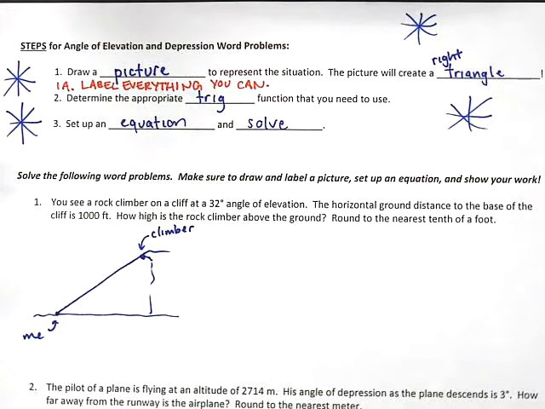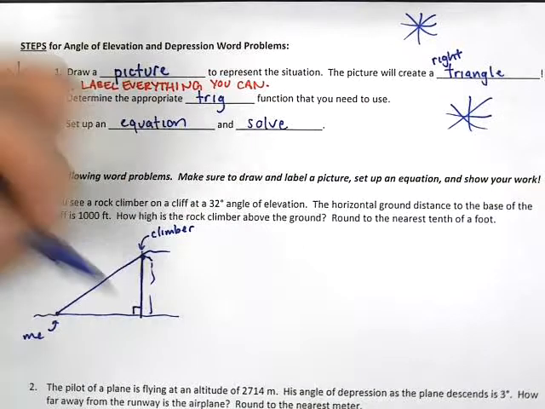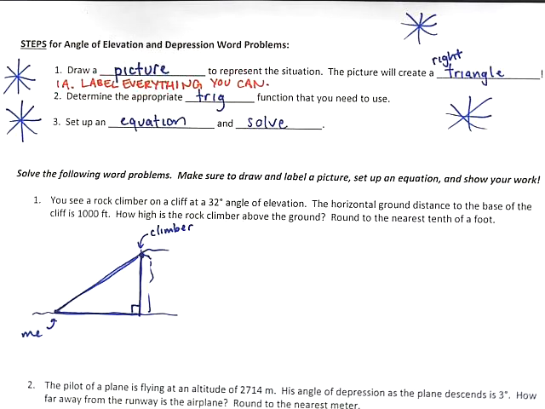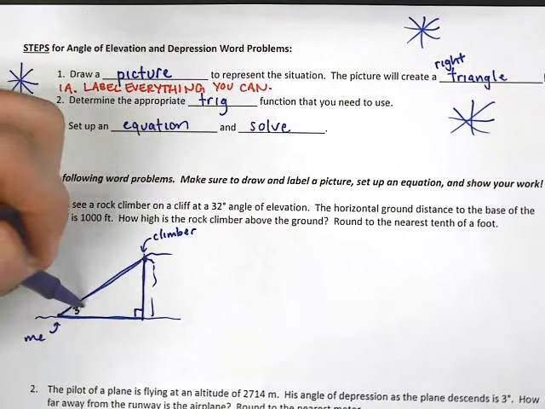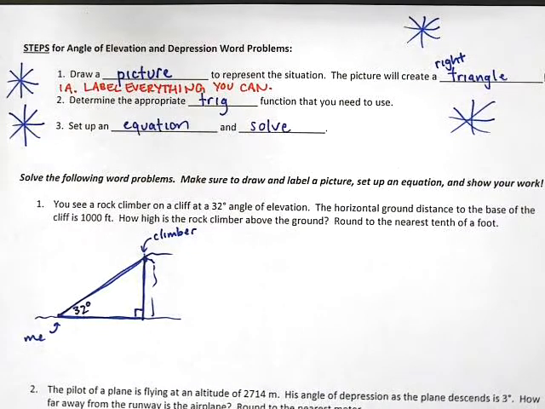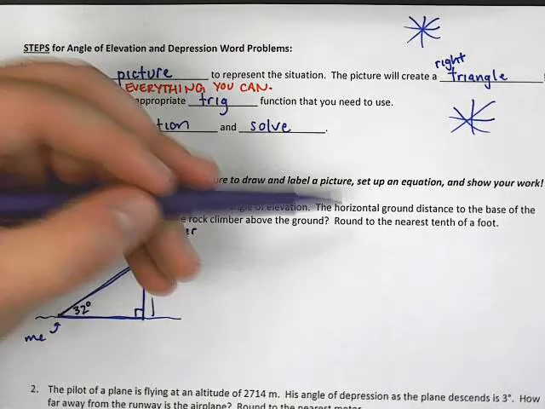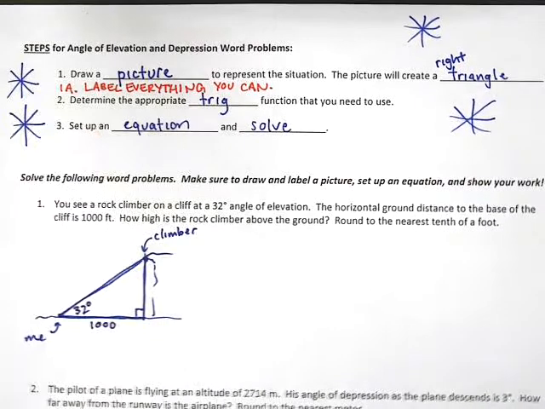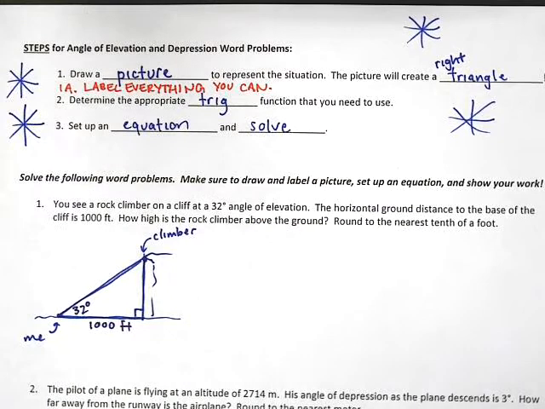Alright. Now this doesn't look too bad, but remember, we want a triangle. We want a right triangle. So I'm going to finish this by drawing a full right triangle, because now I can label some things. Well, I knew that the angle was 32 degrees. So 32 degrees goes right there, right? That's the angle of elevation from horizontal up to the climber. The horizontal ground distance to the base of the cliff, well, that's 1,000. And because it's the horizontal ground distance, I have to put it along the ground.